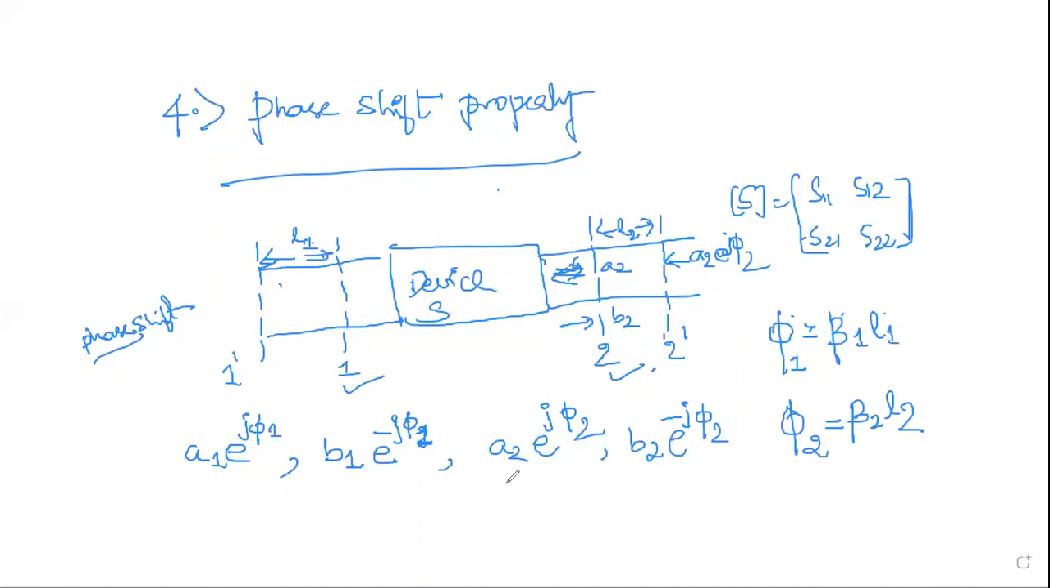If you are representing your equation in terms of an S matrix, now for this phase shift, you have to write an S matrix representation. For this, you will be writing the S matrix comparing the four parameters S11, S12, S21, S22.